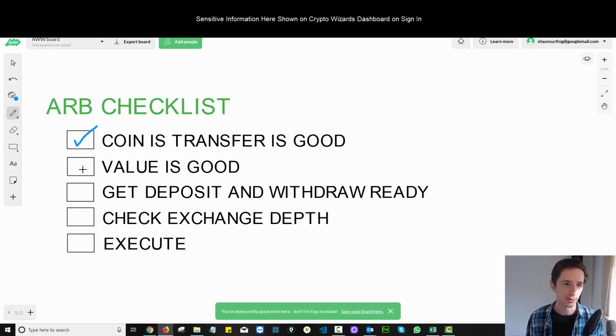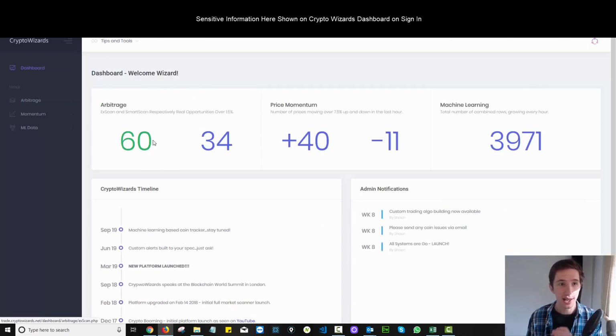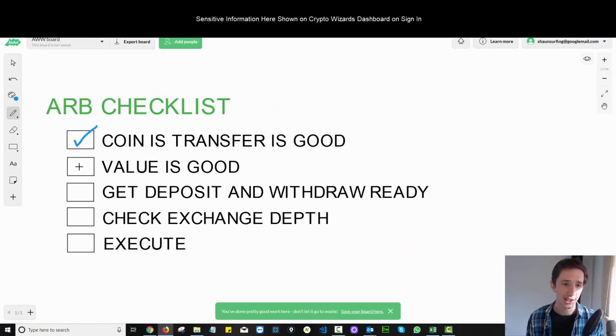Okay, so what about this next bit? What do I mean by check that the value is good? What I mean by that is you need to go and make sure that the value that you are trading is still going to be profitable. Just because the Crypto Wizards tool, and I'm going to go into this, is showing opportunities of 5, 10, 50, 100%, you want to make absolute sure that you're going to make a profit if you do this trade. And the way that you actually do that is by pretend trading it on both exchanges. Do not skip this step.